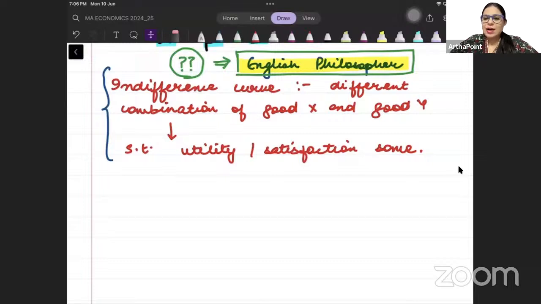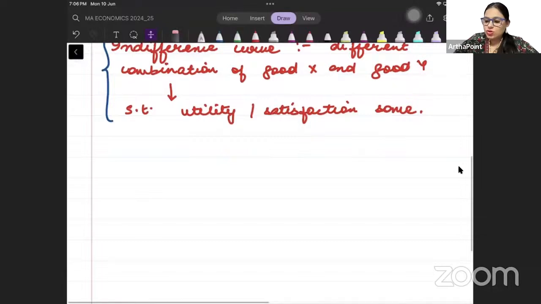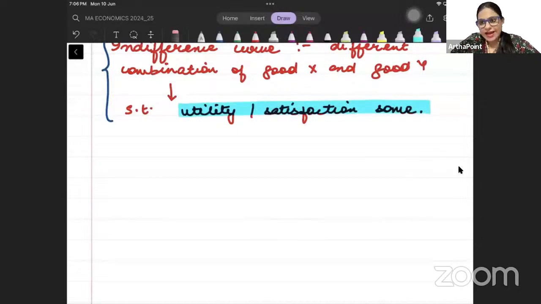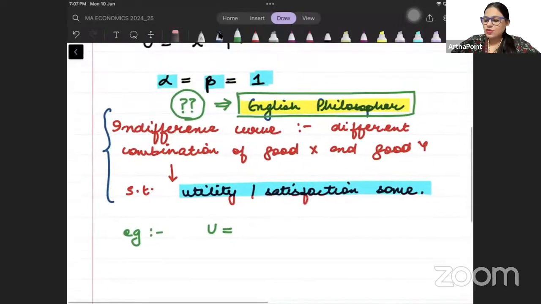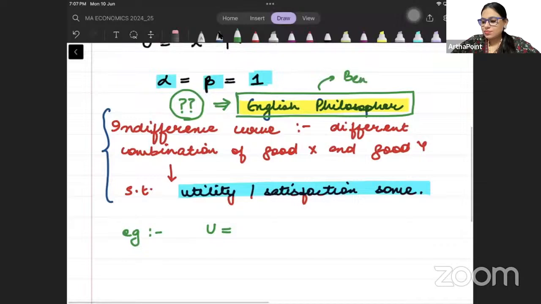Okay, coming back to the concept. So an indifference curve is different combinations of good X and Y holding the utility or satisfaction at one level. Let's say, for example, I tell you that my U is equal to XY. Yes, you're right. That was Bentham. Correct. Absolutely. So the name of the philosopher was Bentham.